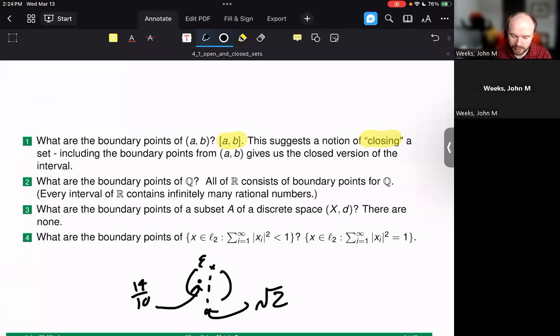So all of R. Notice here that this means that, again, we see another example where the boundary points are more than just the elements of the set that we're talking about. It's in fact the entire set of irrational numbers as well.